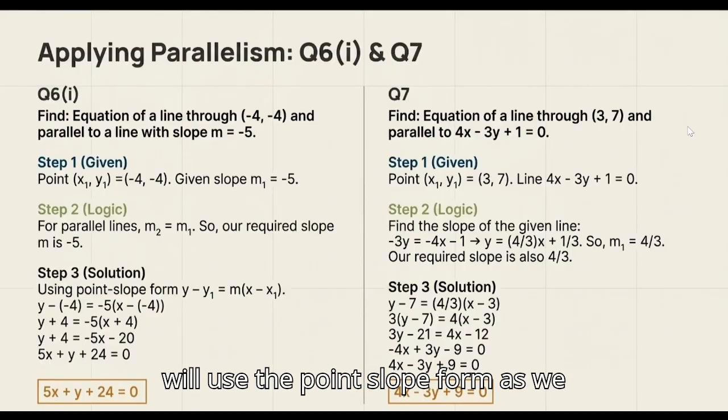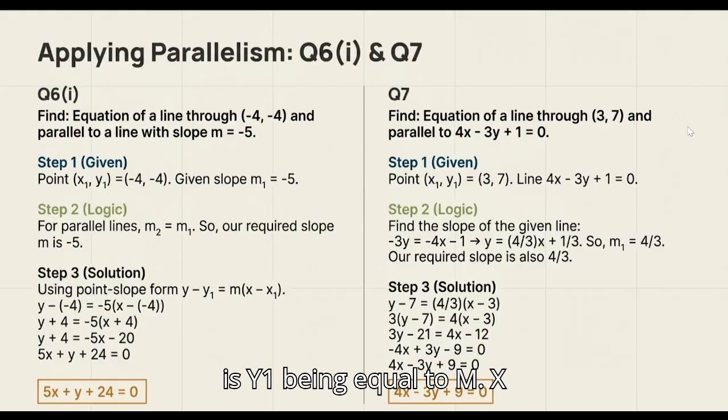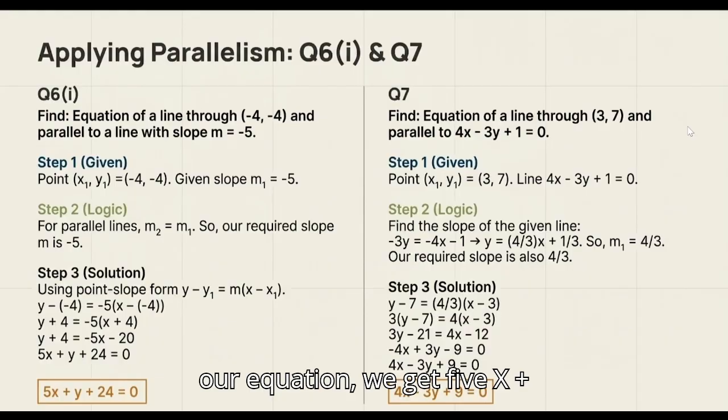And we will use the point slope form as we discussed in the previous lecture, which is y minus y1 being equal to m bracket x minus x1. Substituting the values into our equation, we get 5x plus y plus 24 is equal to 0.